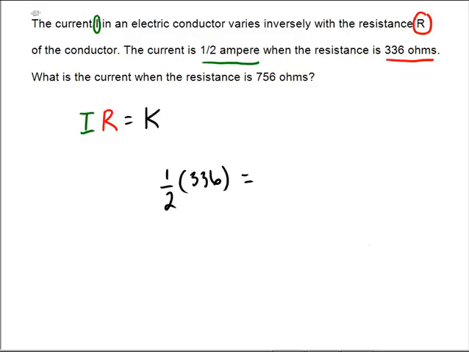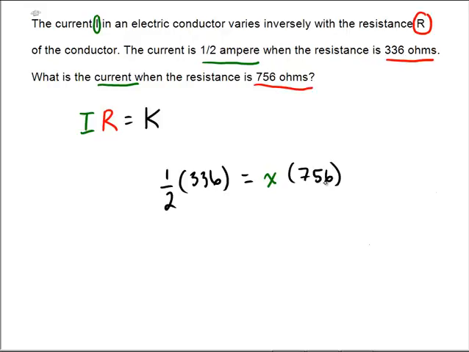On the other hand, we're told that the resistance is 756 ohms. Oh, sorry, that's the resistance. We're looking for the current. So the current is an unknown, so that's going to be a variable. We'll put an X right here. But we are given that the ohms are 756, so we'll put 756 right here.